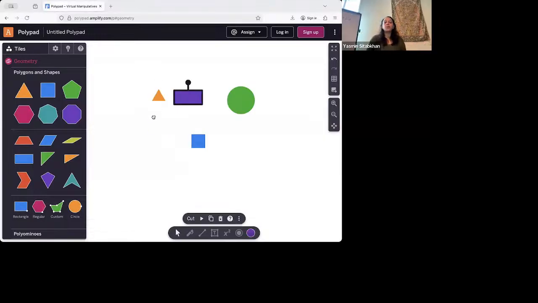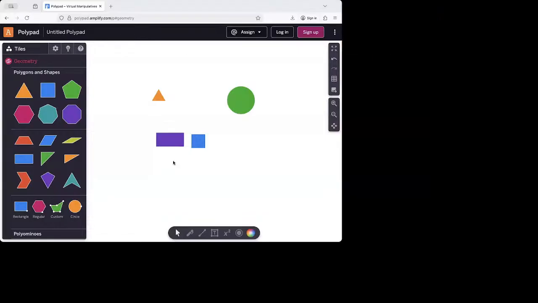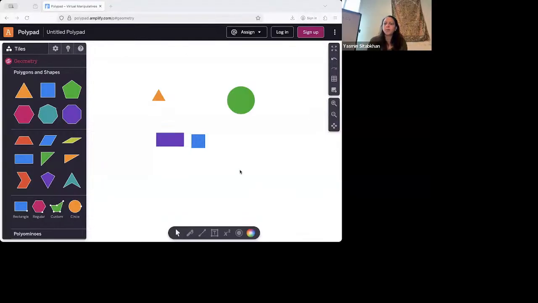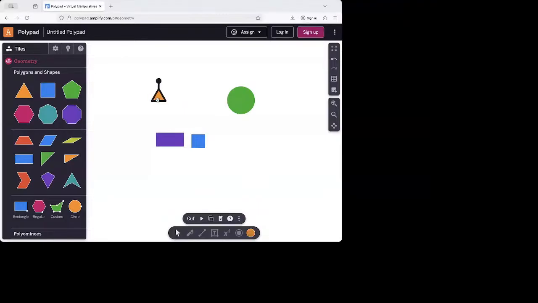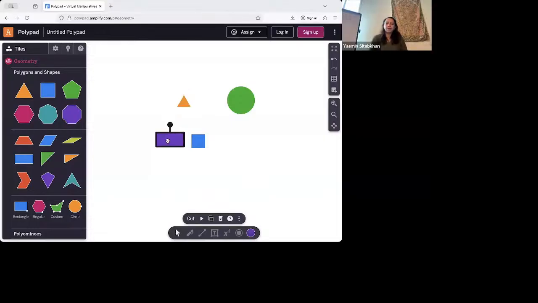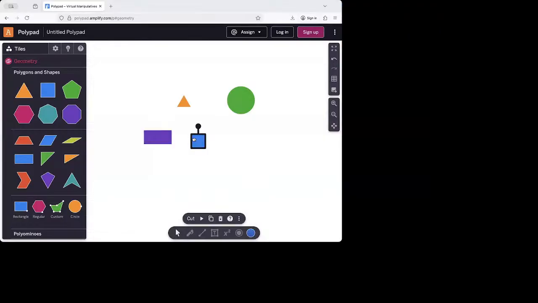You could also do a square and a rectangle. What's the same about the square and the rectangle? The number of sides is the same. What about these things right here on the edge? We have corners or vertices, whatever you choose to call it at this point in time. How many corners or vertices are on the triangle? On the triangle, there are 3. On the rectangle, there are 4. And on the square, there are 4 also.